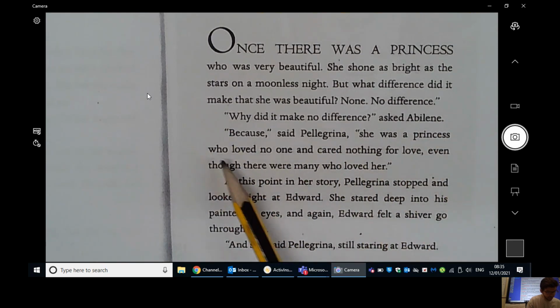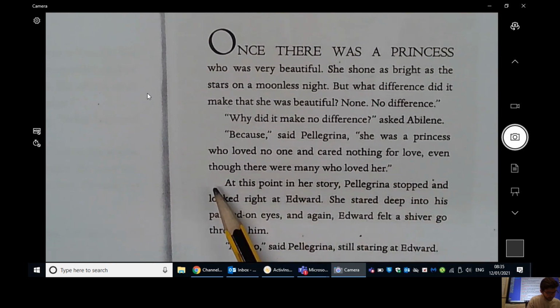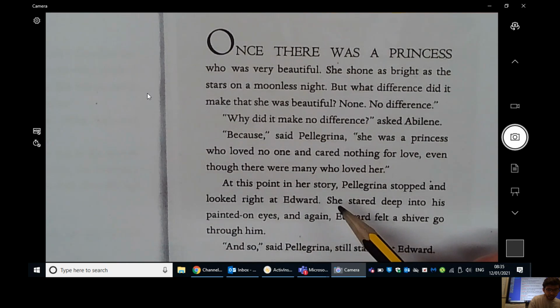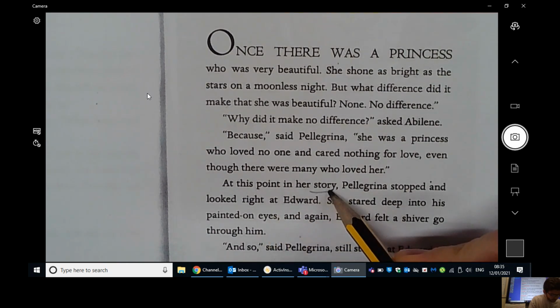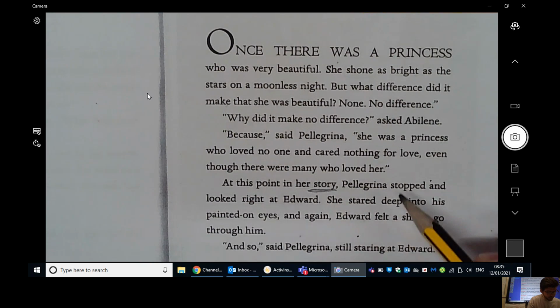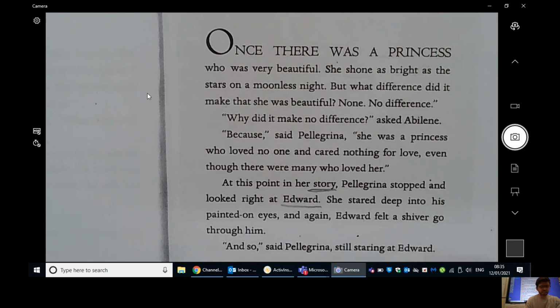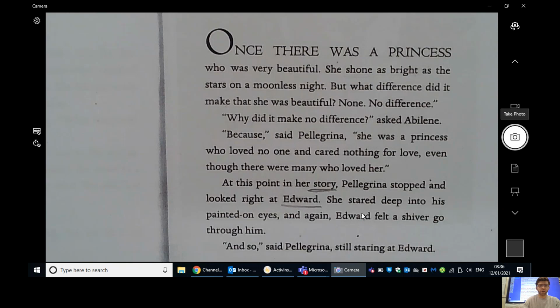So no mention of Edward just yet. It's just Pellegrina and Abilene. Okay, right. So we've got two key words here that I can see. Can you spot them? So we've got story here, and as part of the same sentence, Edward. So two of our keywords have come up, so I'm sure this is going to be a really important paragraph. Now, our next step, read around the keywords before we come up with our answer.